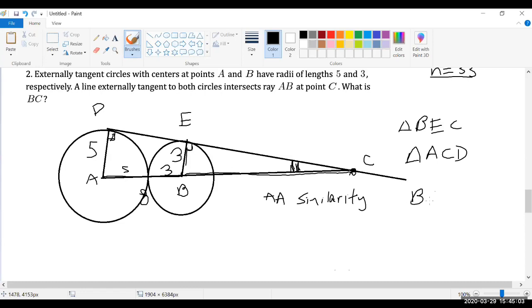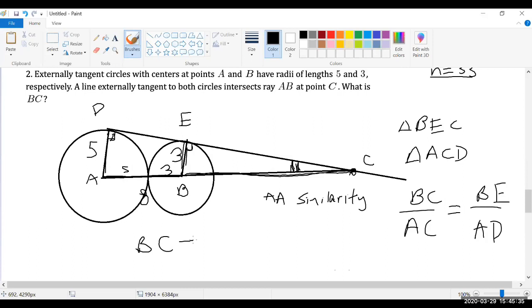We can write a proportion where BC over AC equals BE over AD, because we're taking these proportional side lengths, right? Now we have BC, we don't know BC, but we do have the other lengths. So BC equals BE times AC over AD by moving that AC over to the other side.